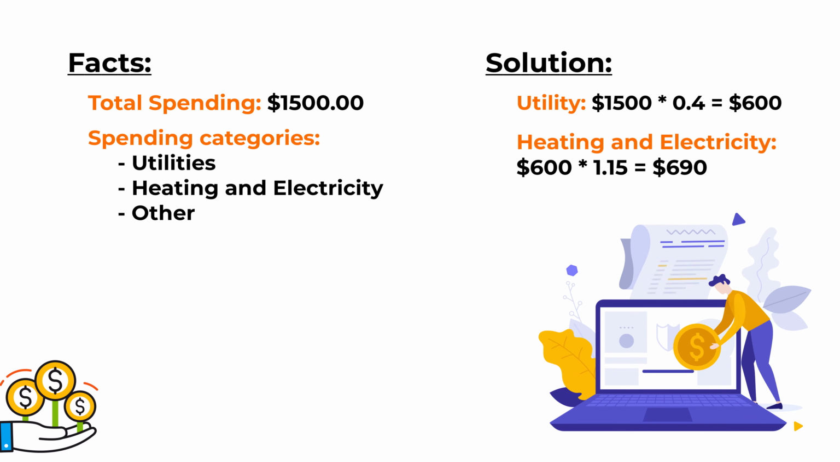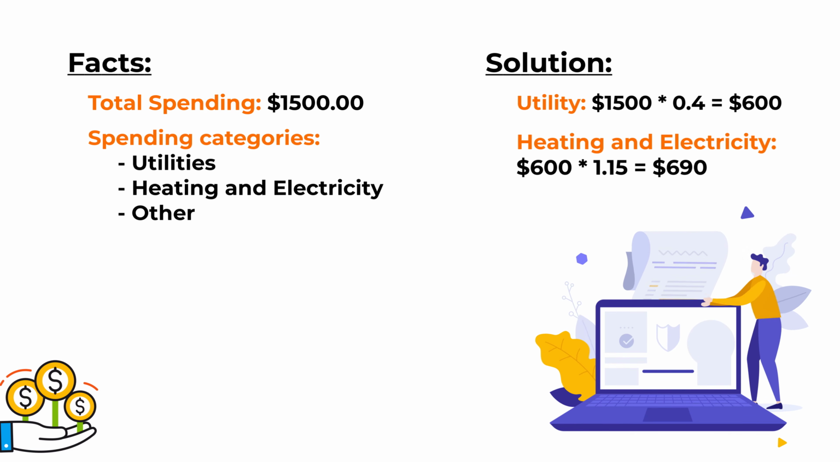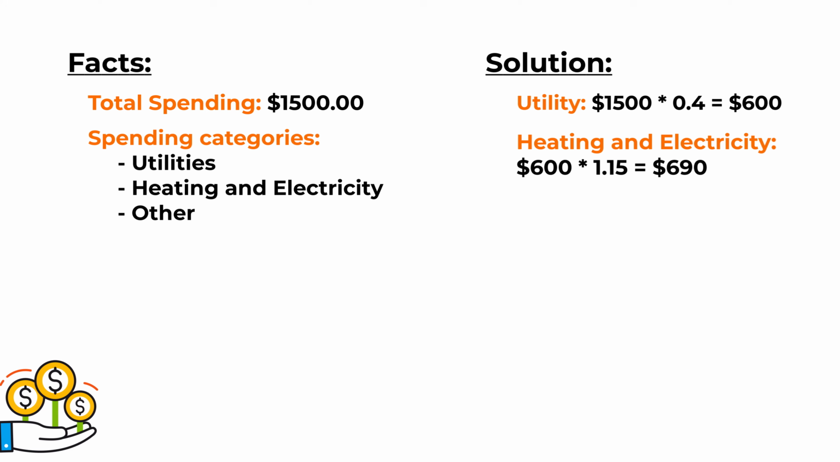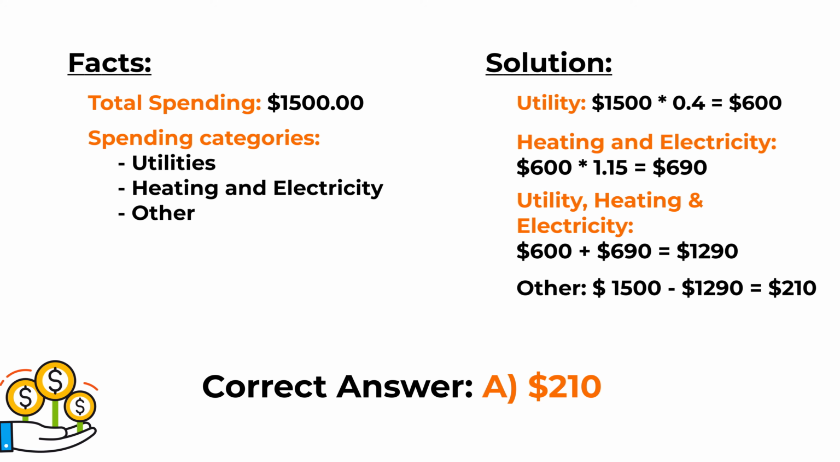So to calculate heating and electricity, we need to multiply 600 by 1.15, and the end result of this would be $690. To calculate utility, heating and electricity spending together, we need to add 600 and $690. And the end result of this calculation will be $1,290. So the other spending category would be calculated as a subtraction of $1,290 from $1,500 and would be equal to $210. So the correct answer here is choice A, $210.